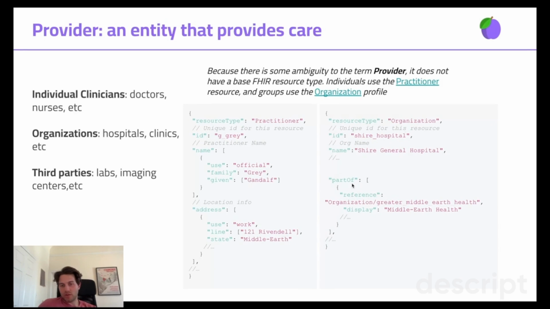Different FHIR resources might have different fields that define the references. But here as an example, you might have the Shire General Hospital, which is part of the Greater Middle-earth Health Organization.